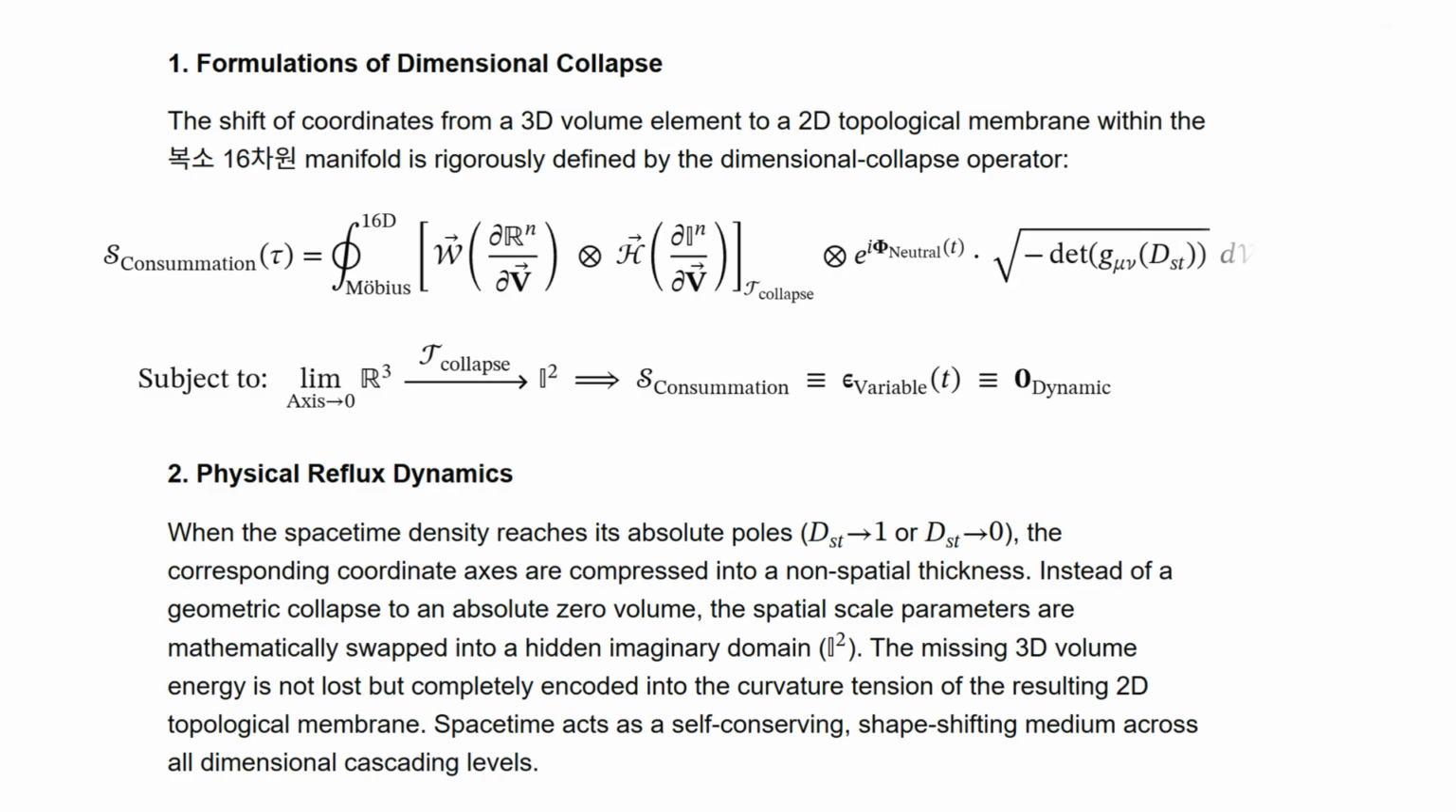2. Physical reflux dynamics. When the spacetime density reaches its absolute poles, d_t equals 1 or d_t equals 0, the corresponding coordinate axes are compressed into a non-spatial thickness. Instead of a geometric collapse to an absolute zero volume, the spatial scale parameters are mathematically swapped into a hidden imaginary domain, I2. The missing 3D volume energy is not lost, but completely encoded into the curvature tension of the resulting 2D topological membrane.